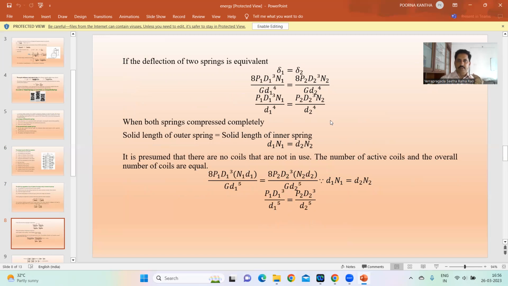And both the springs are compressed completely. The solid length of the outer spring equals the solid length of the inner spring. Then you obtain the relation d1 N1 equal to d2 N2. And we are also assuming there are no coils which are not used, so the number of active coils and the overall number of coils are equal. If we equate it there, we are getting the relation d1 N1 equal to d2 N2.